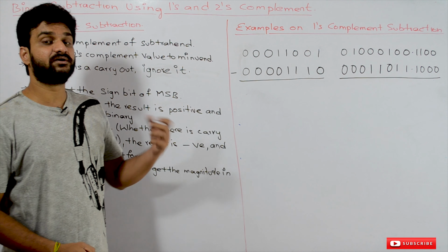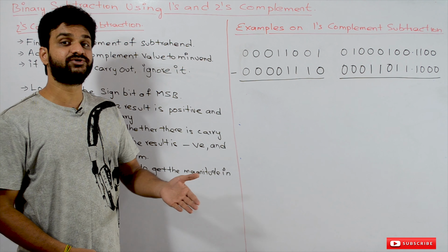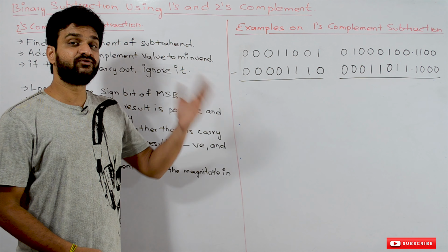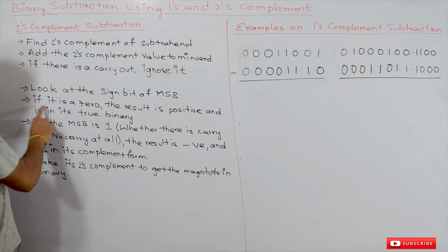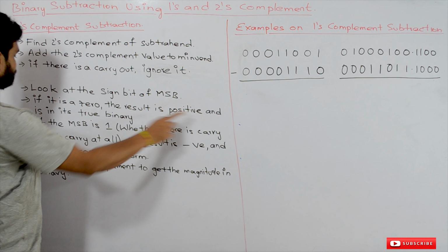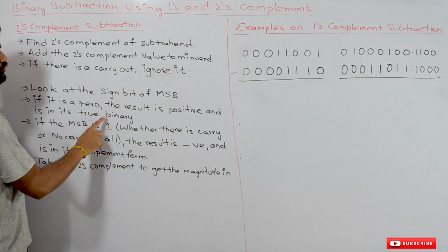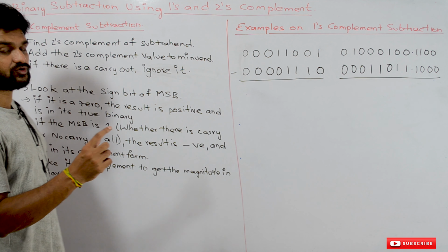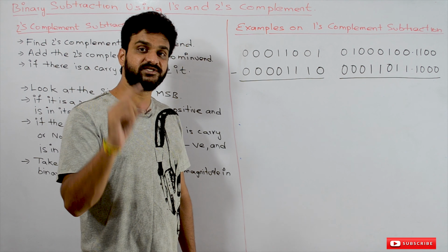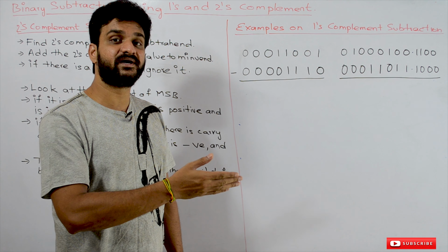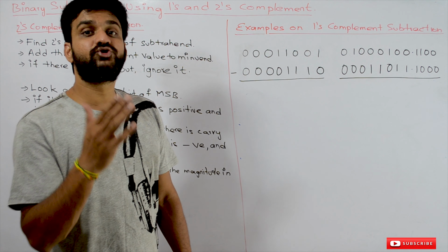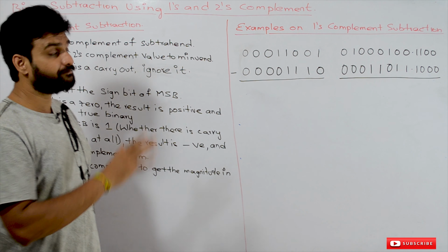If you find the most significant bit as 0, then what do we have to do? If we find the most significant bit as 1, then what do we have to do? If it is a 0, the result is positive and it is in its true binary form. If the most significant bit is 0, the result is positive, and we consider that result as its true binary form to get the magnitude.